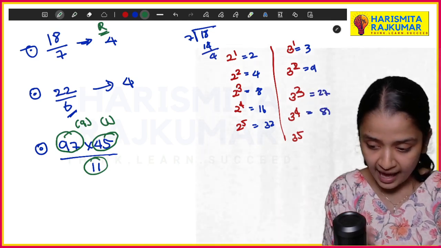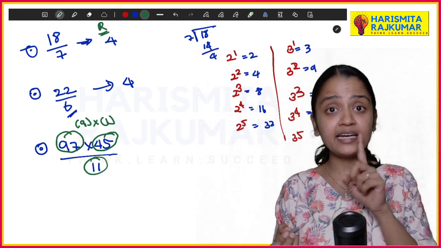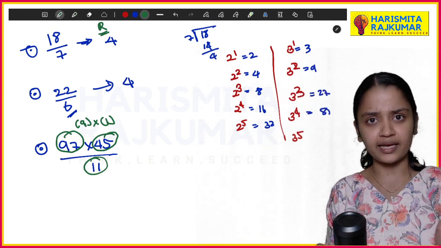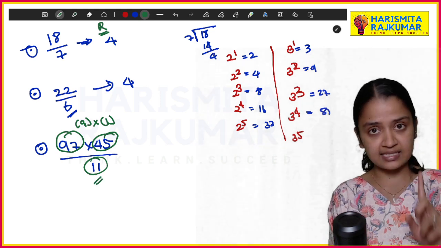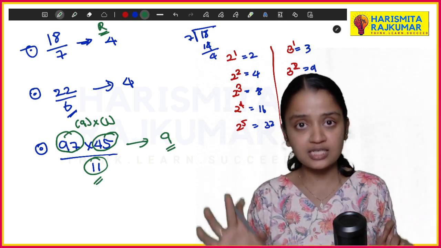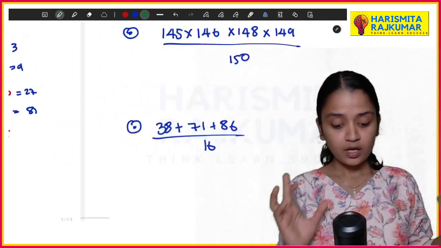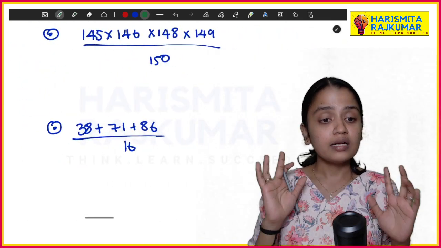Okay, so I have to multiply these remainders, which is 9 into 1, which is 9. So definitely 9 is less than 11, so you can write the remainder for this question as 9. I hope you understood this question. Okay, now let's quickly go to the next one.